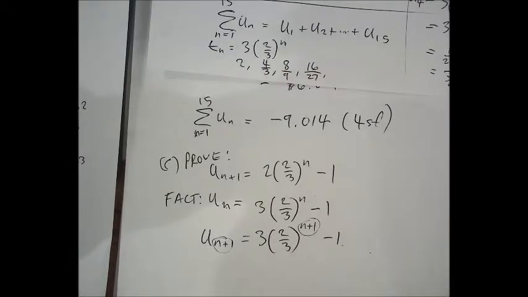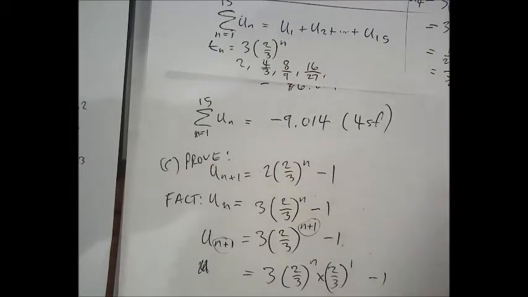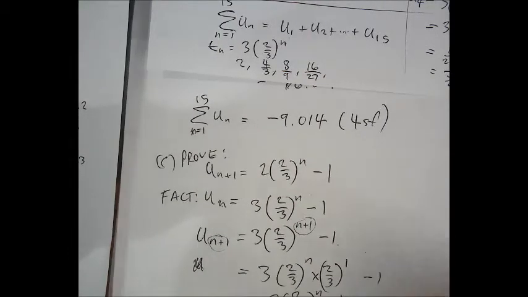Now, that is equal to 2/3 to the power of n times 2/3 to the power of 1, because that would cause you to add the powers, which is 3 times 2/3, which is 2. Which is what we wanted to show. So that's now done.